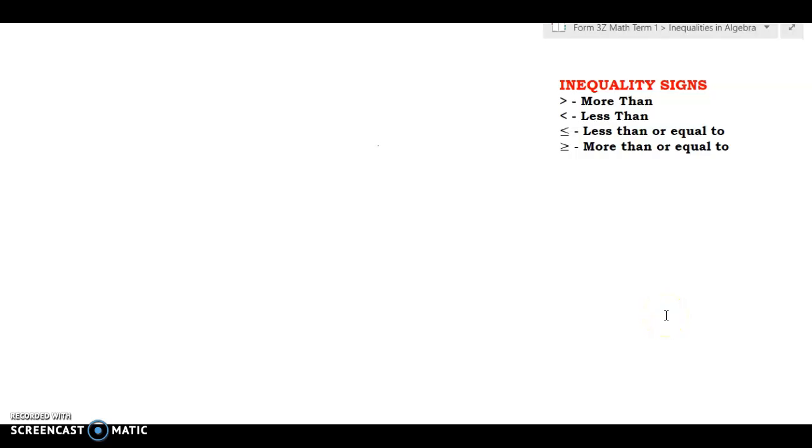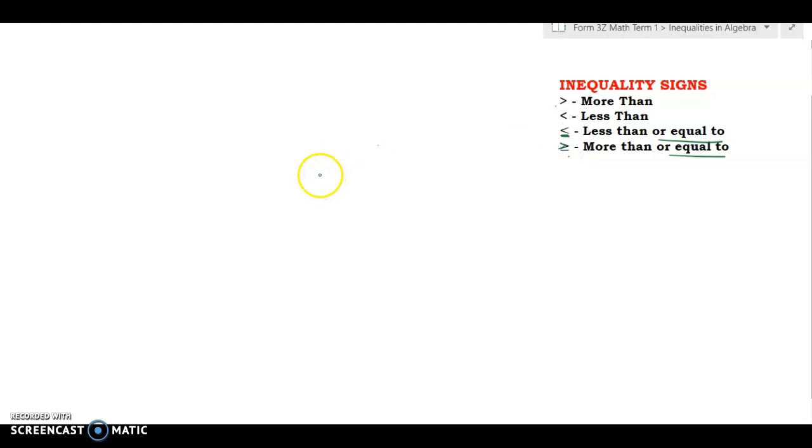Before we move into inequalities with algebra, we need to understand the inequality signs. So these are the 4 signs. I hope you're familiar with this, and if not, I'll teach you now. This first one means greater than or more than. This one means less than. This one is the same as this one here, but it has this extra line, and that means less than or equal to. Similarly, this one is the same as the first one, and means more than or equal to.